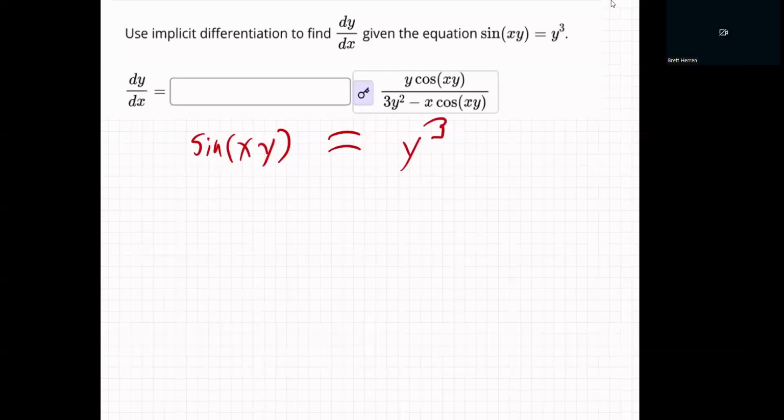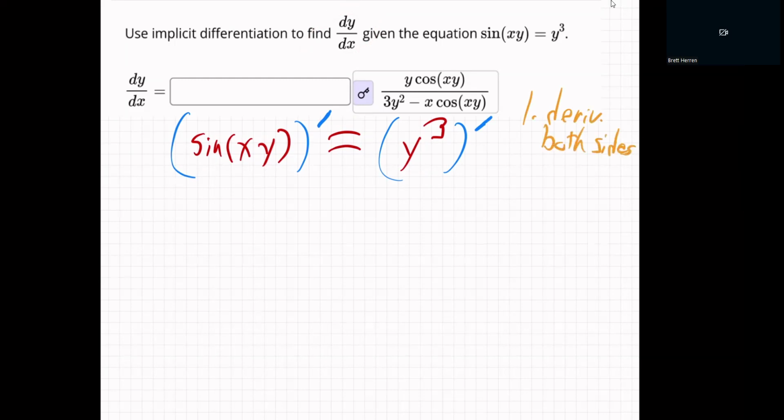Welcome to an example in which we've got sine of xy equals y cubed, and we want to know the derivative. So the first step is to take the derivative of both sides. Step one, derivative, both sides.